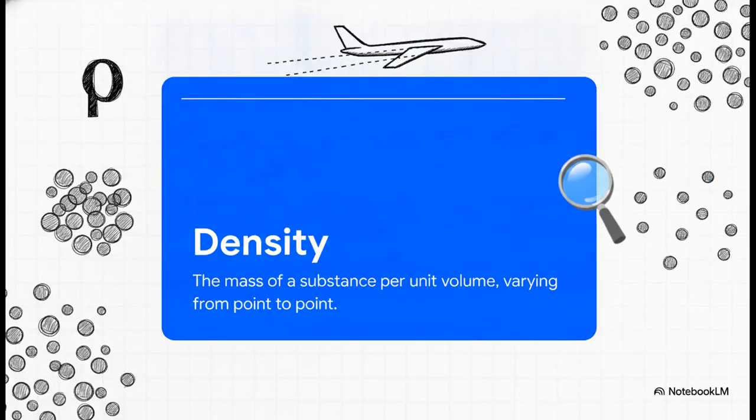Next is density, represented by the Greek letter rho. This one is simple. It just describes how tightly packed those microscopic molecules are within a given microscopic space. If the molecules are crammed together, shoulder to shoulder, the density is high. If they are spread far apart, the density is low. Again, imagine shrinking this volume all the way down to a single microscopic point on the wing.